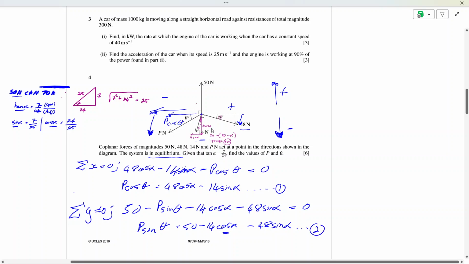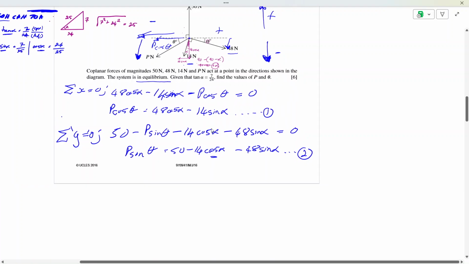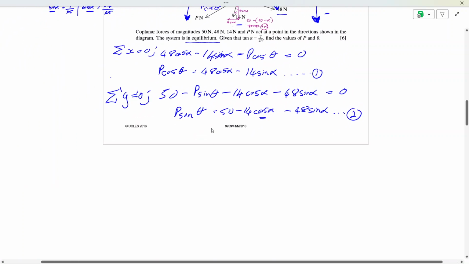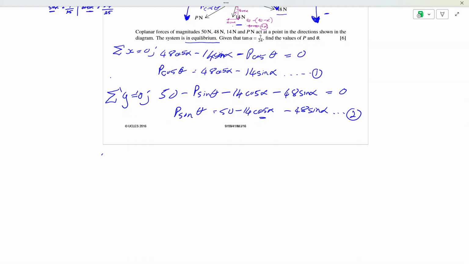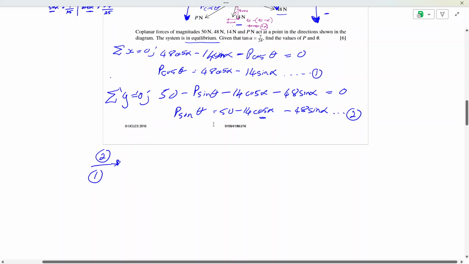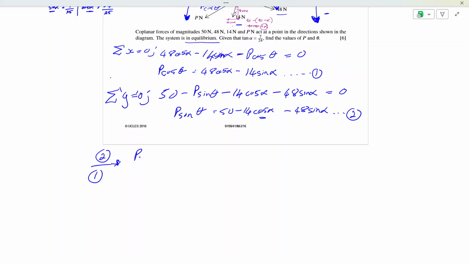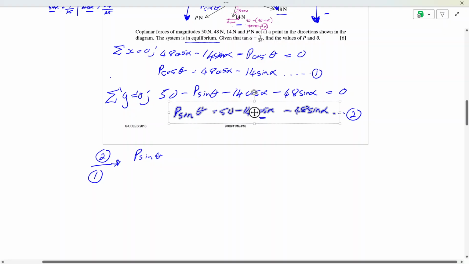With that, I'm going to move down. Right, let's solve them simultaneously. Look, if you divide 2 over 1 like that, you're going to have P sine theta, you're going to have this whole part here.